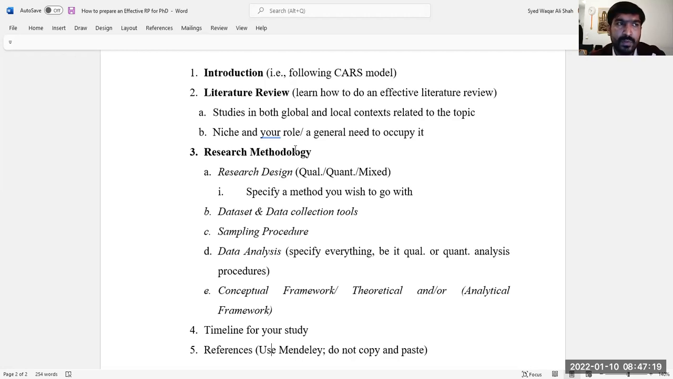And likewise, if it is quantitative, then again you need to clearly mention which software you are going to use and what you would do in the software. So don't say only that SPSS will be used, but what would you do in SPSS? What kind of data would you be analyzing? Whether it's descriptive or inferential, and even within inferential analysis, what would you need actually? What kind of test would you run?